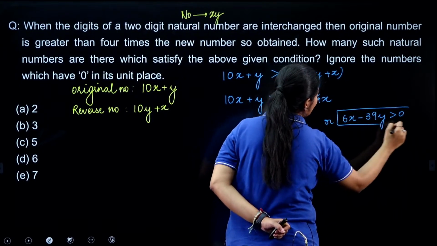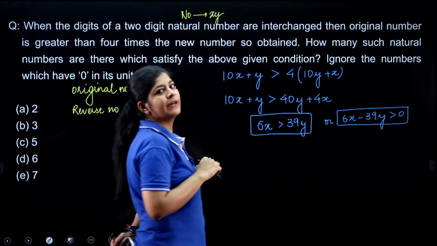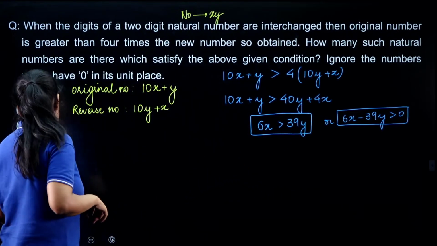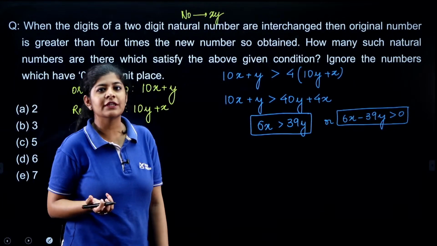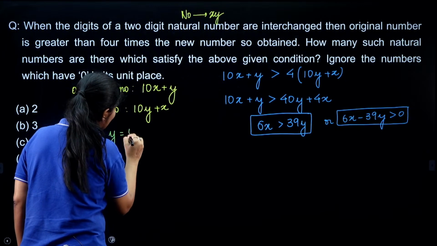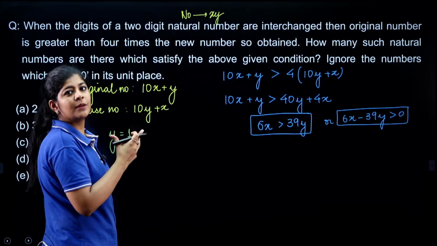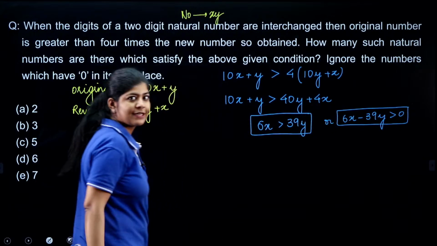Now with the help of this, we simply have to identify the pairs. As the question says that if we are having 0, then we need to ignore it. So let's suppose y is equal to 1. Then what are the possible values of x for which we will satisfy this condition?